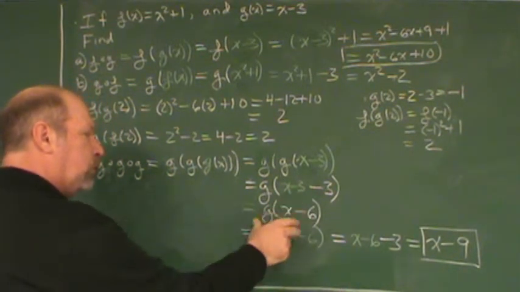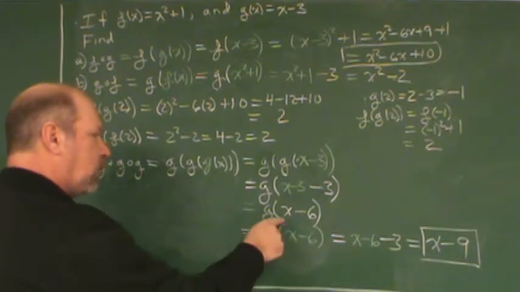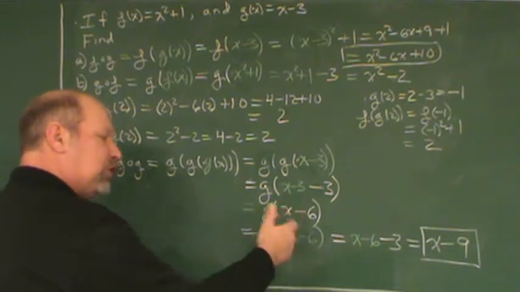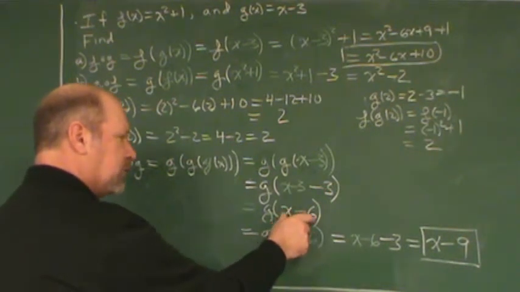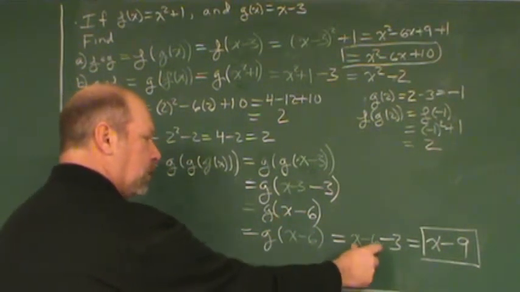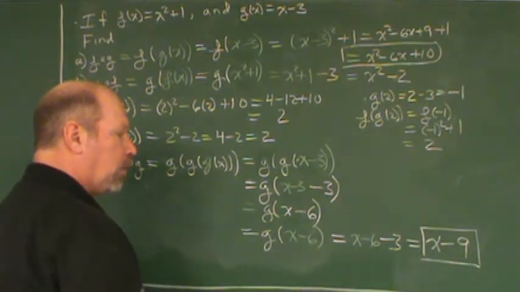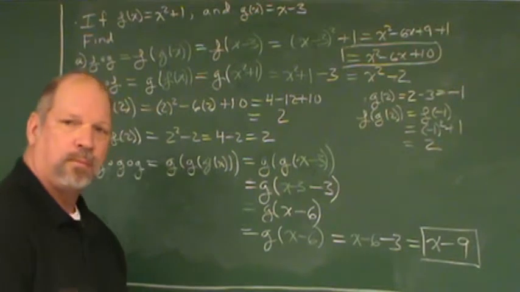And then we want to do composition yet one more time. That's going to be g of x minus 6. So that means that everywhere in g we see an x, we're going to replace it with x minus 6. And that's what we do here. X minus 6, that is my x, minus 3. And then combine like terms, you get x minus 9.